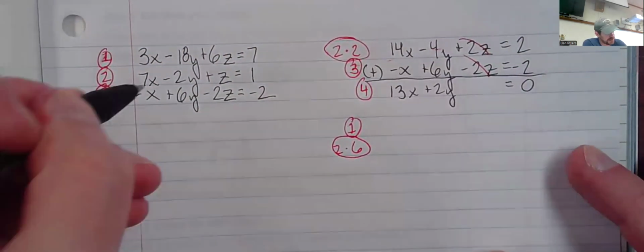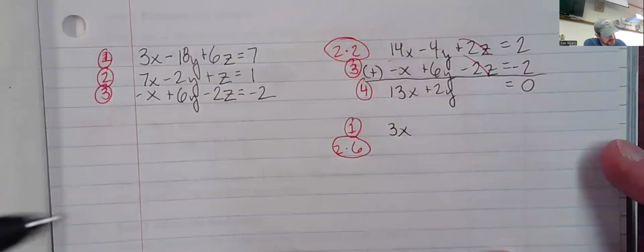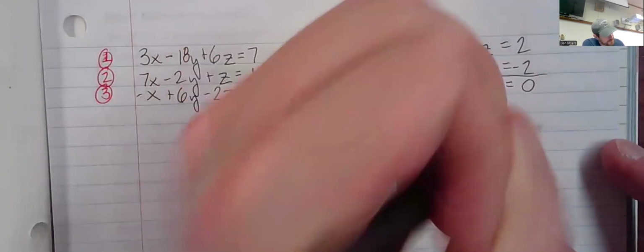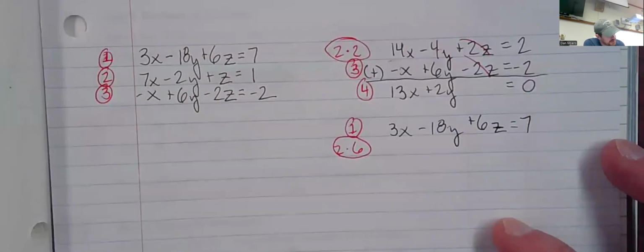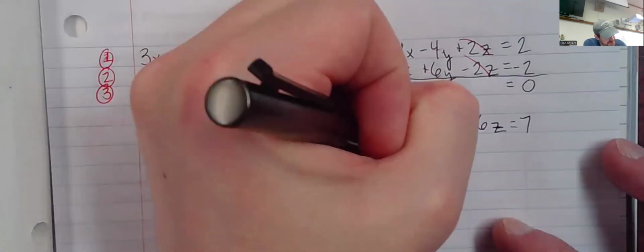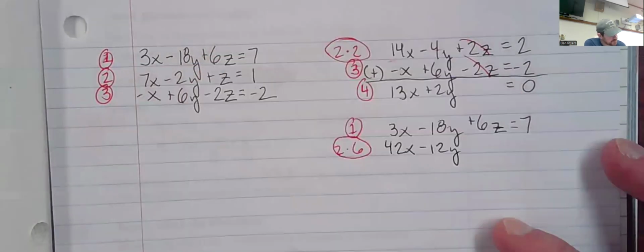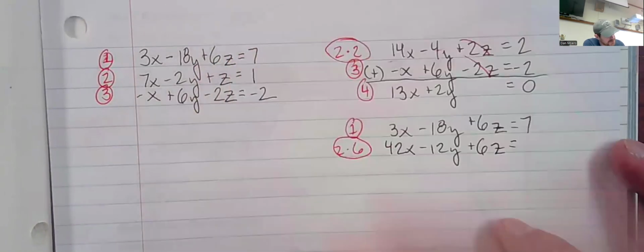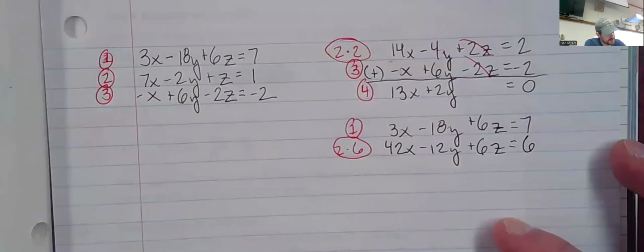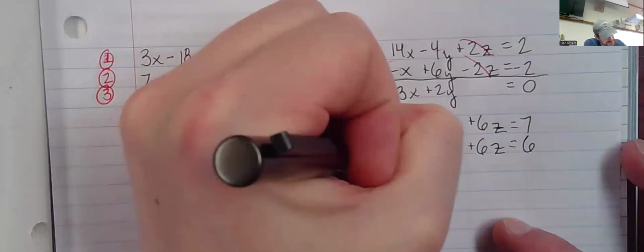Equation 1 is going to be 3x minus 18y plus 6z equals 7. And then multiply by 6. 6 times 7, 42x. 6 times -2, -12y. And then plus 6z equals 6. We're going to add those together.